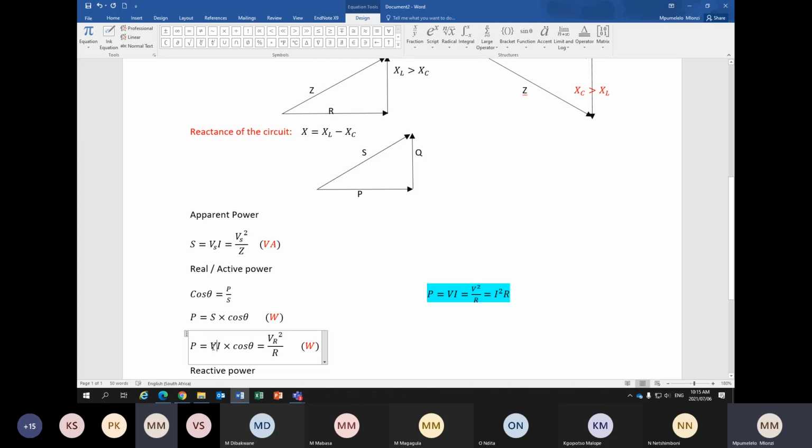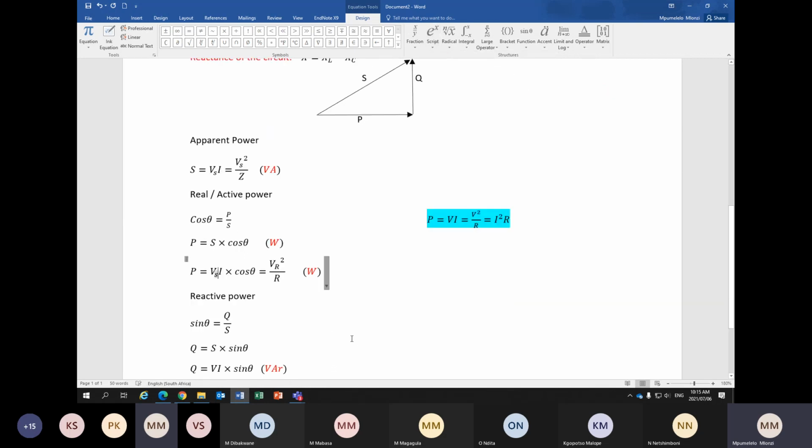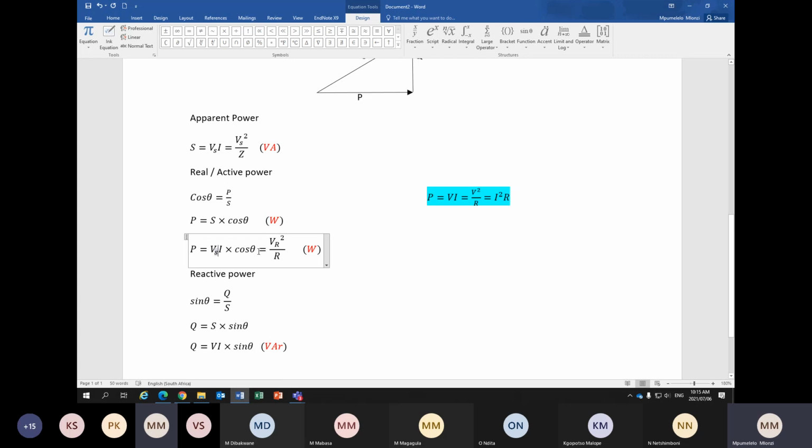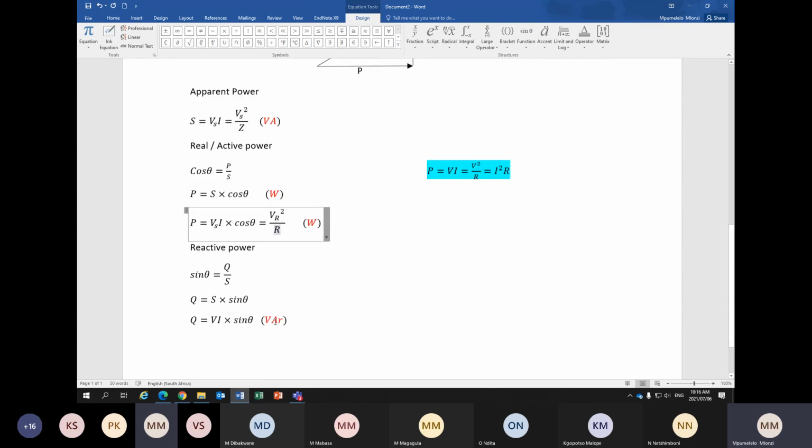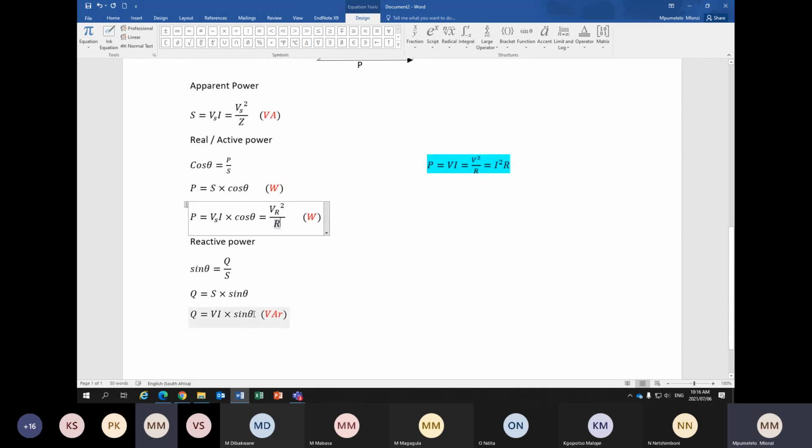But remember, this is coming from apparent power, meaning this voltage is still the supply voltage. If I use this formula, you multiply the supply voltage with the current multiplied by cos theta. But if I use the resistor, I will use the voltage across the resistor, squared, divided by the resistance. I hope this is in order, or this is being understood. If it is, let's proceed.